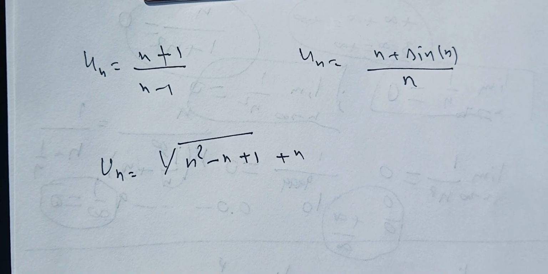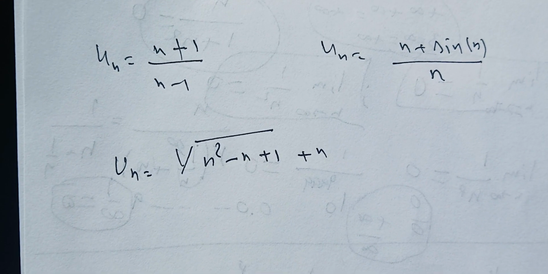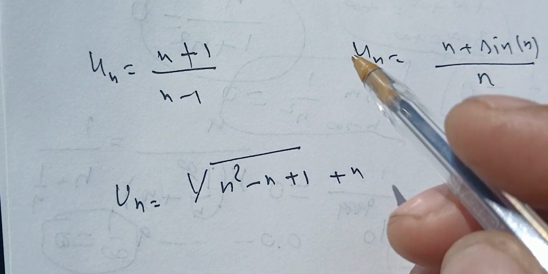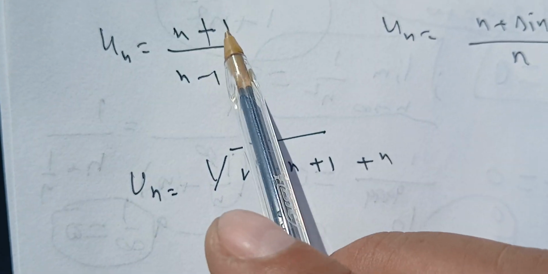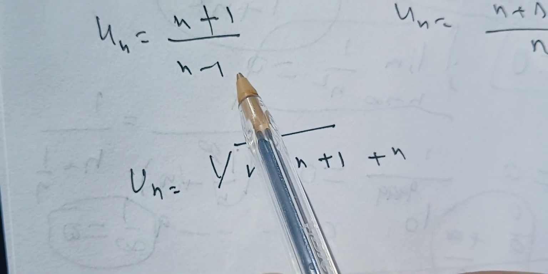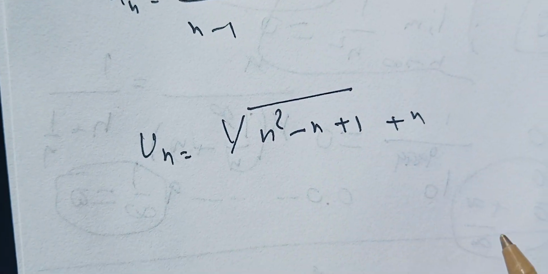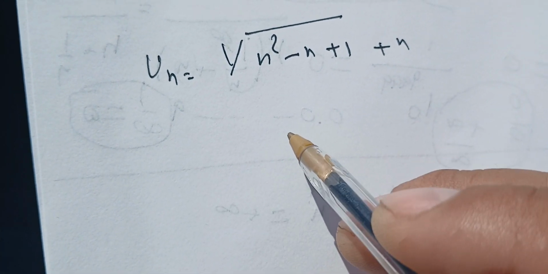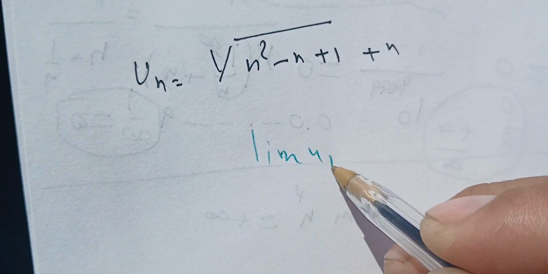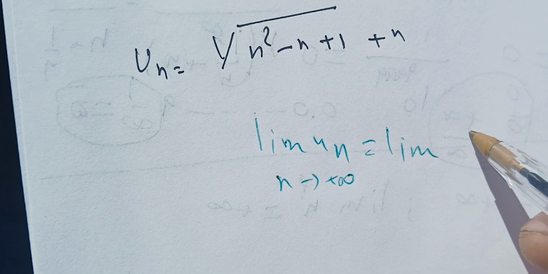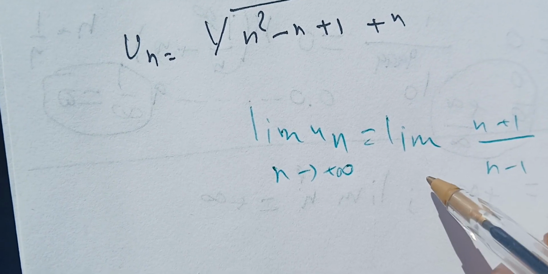Now we're going to do some quick examples where we have to find the limits for the following sequences. Okay, this first one is (n plus 1) over (n minus 1). So here we want to find the limit as n goes to infinity, the limit of un as n goes to infinity, so the limit of (n plus 1) over (n minus 1).